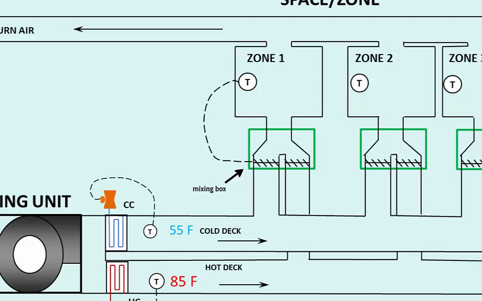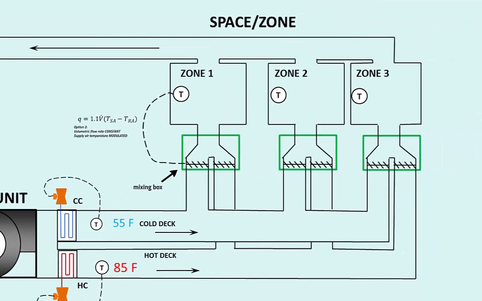Going back to that equation which quantifies how much heat the system is adding to or extracting from the space, you can see that for dual duct systems, we are implementing the second control option of keeping the volumetric flow rate relatively constant and just modulating the supply temperature of the air being sent to the space. Such a control loop occurs at each of the zones. Thus, it is possible for Zone 1 to be in cooling, while Zone 2 is requiring a little heat, and Zone 3 requiring a lot of heat.